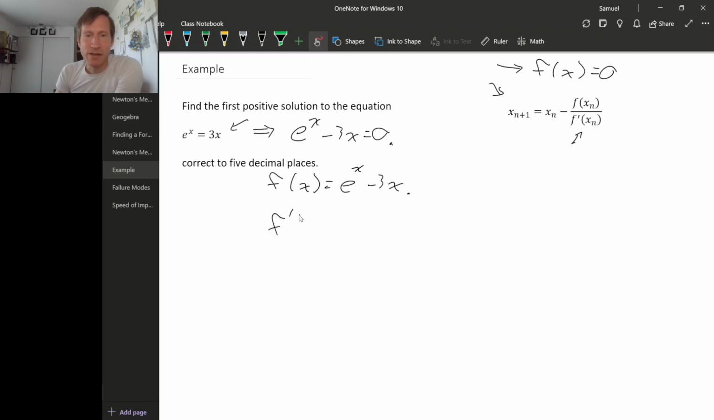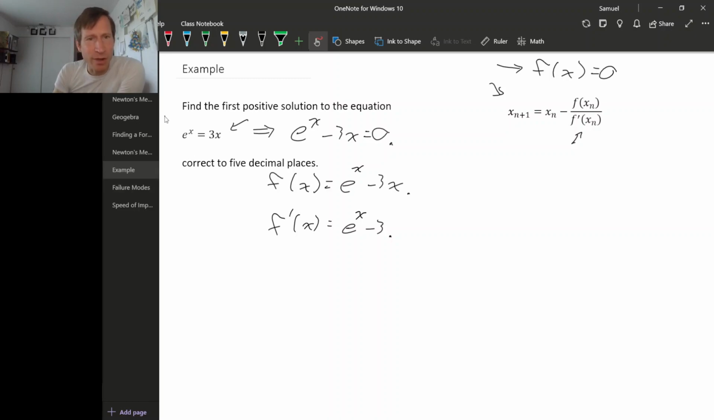Okay, now to do Newton's method, of course, we're going to need the derivative of f, so let's calculate that now. F prime of x looks like it's e to the x minus 3. Also, we need some idea of where the first positive solution is, right? We've seen that if you start too far away from the x-intercept you're looking for, you might not end up headed towards it. So we need some idea of where the first positive solution to this equation is.